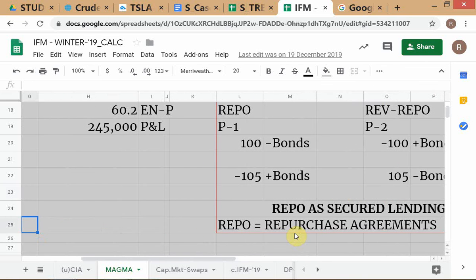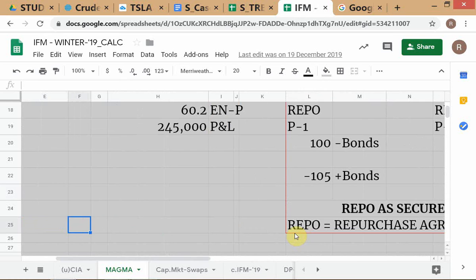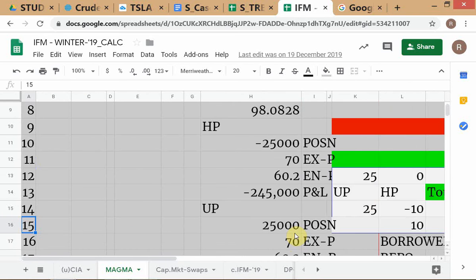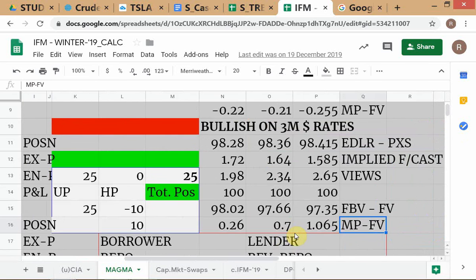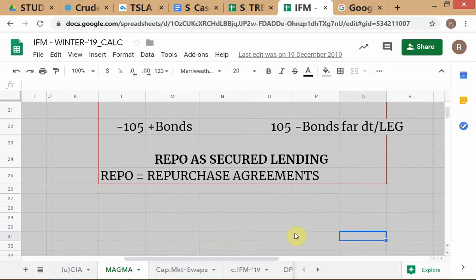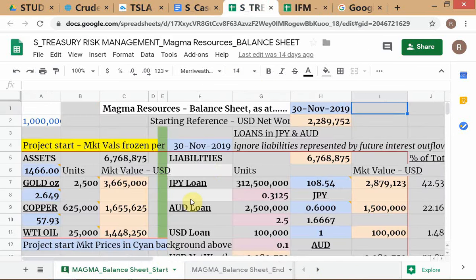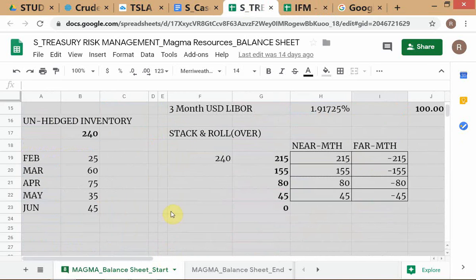All right. So remember we had discussed the stack and roll. Please go back and find that calculation. Where is that calculation? You need to find that. Okay, I know where it is. I think we did that in the, yeah, we did this here.